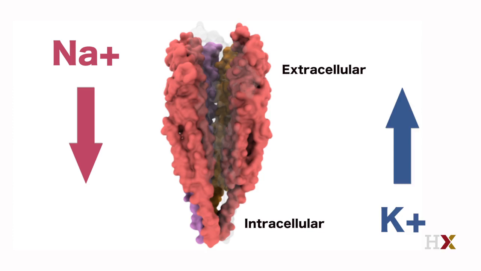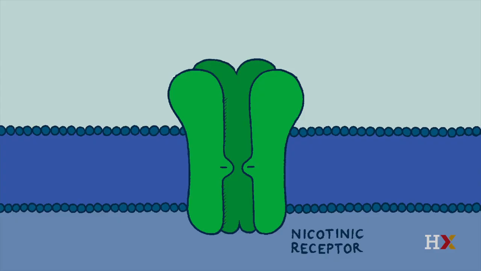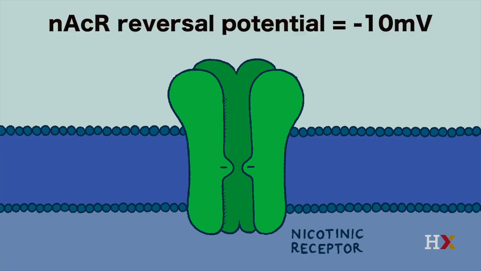This process continues until there is no net charge transfer between the inside and outside of the cell. In other words, the inward currents are equal and opposite to the outward currents. For the acetylcholine receptor, this reversal potential occurs at negative 10 millivolts, which is the average of the sum of the Nernst potentials of both sodium and potassium.